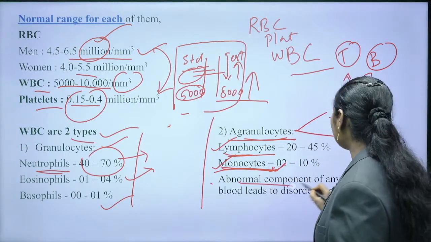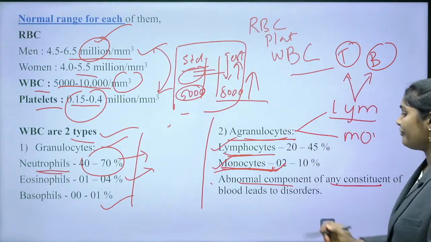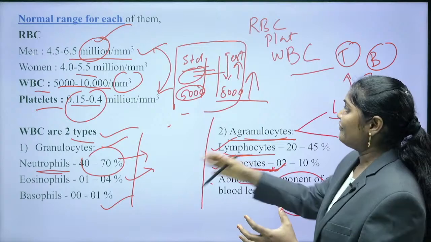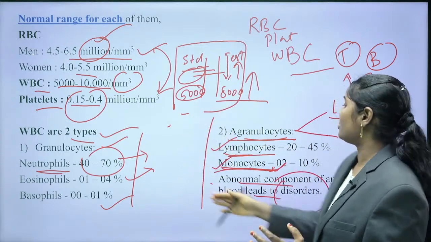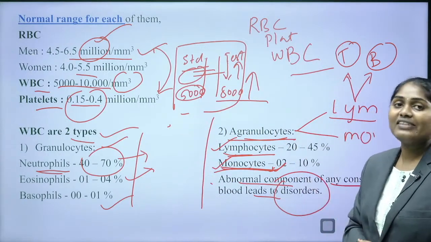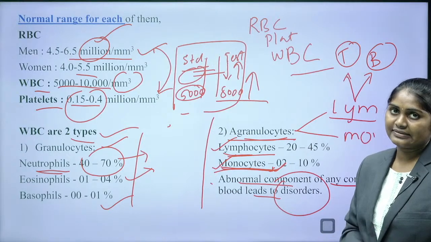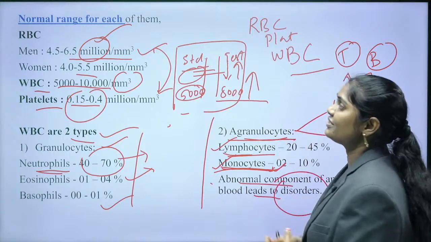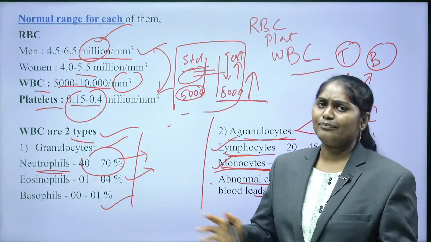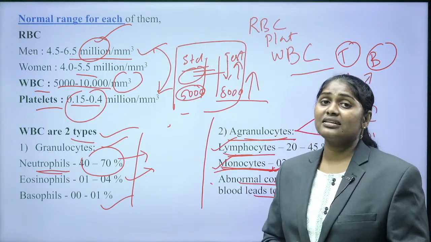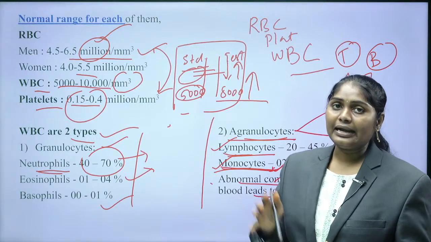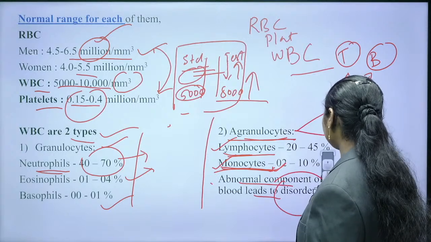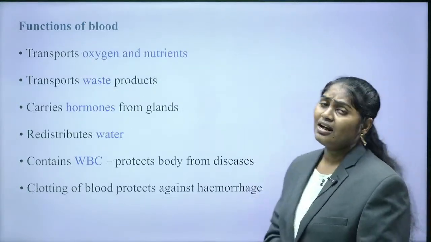So abnormal components of any constituents of blood lead to disorders. Having any increase or decrease of the standard values will lead to a disease. Increased or decreased levels of any of these numbers will lead to an abnormal condition, and that is nothing but disease. Those abnormal diseases we will study in detail, and they are very, very important for your competitive exams.